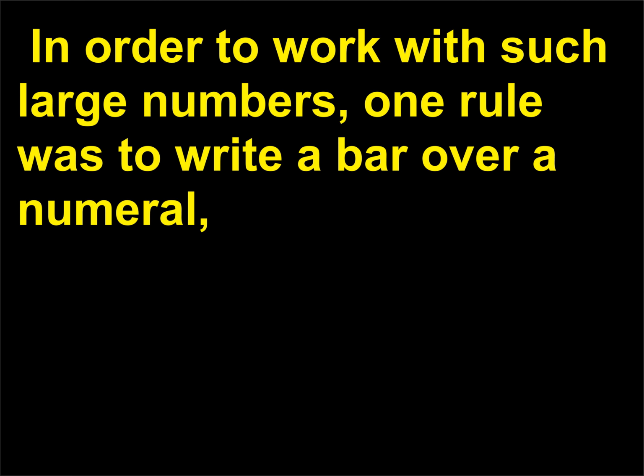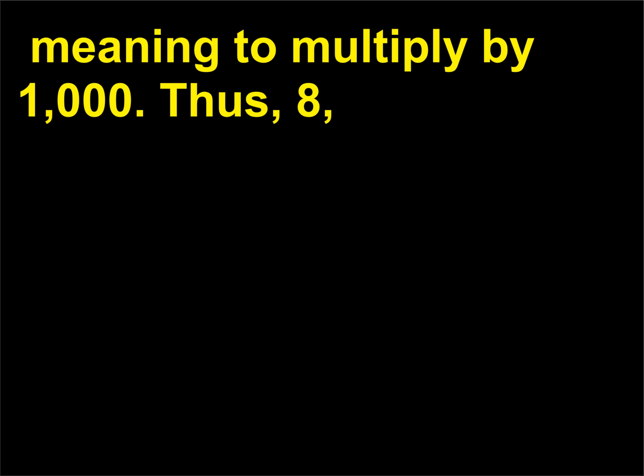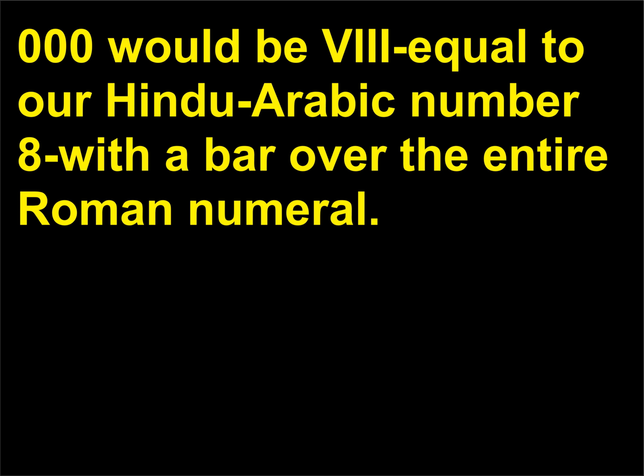In order to work with such large numbers, one rule was to write a bar over a numeral, meaning to multiply by 1000. Thus, 8,000 would be equal to our Hindu-Arabic number 8 with a bar over the entire Roman numeral.